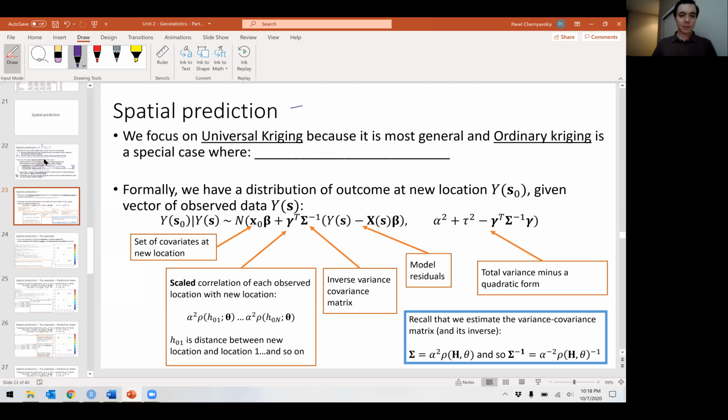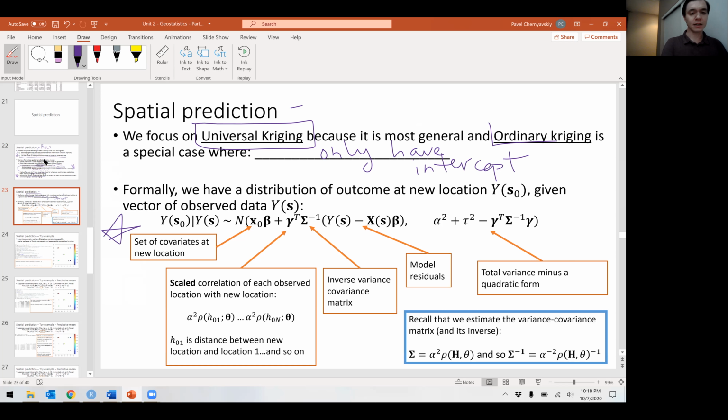So in the next couple of slides, I will focus on the case with universal Kriging because the only difference between it and ordinary Kriging is that ordinary Kriging is a special case where we only have the intercept. So everything I say will apply to both, generally speaking.